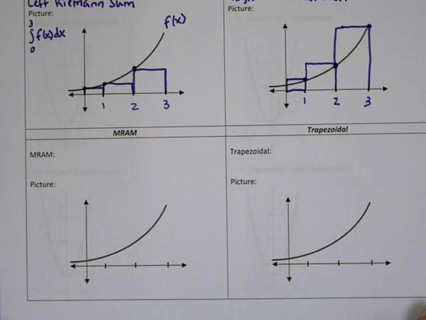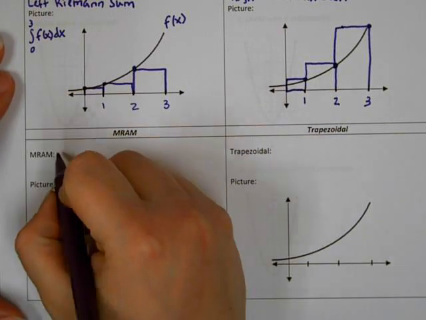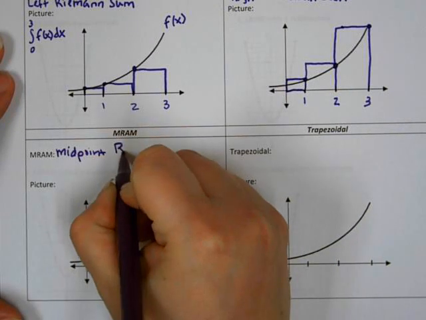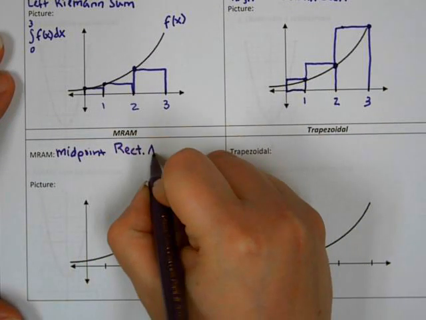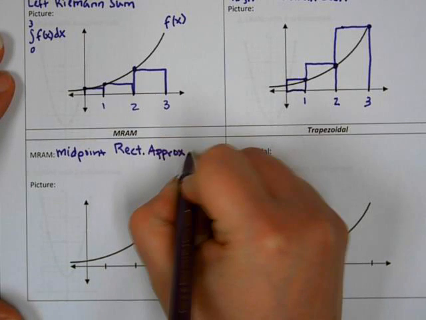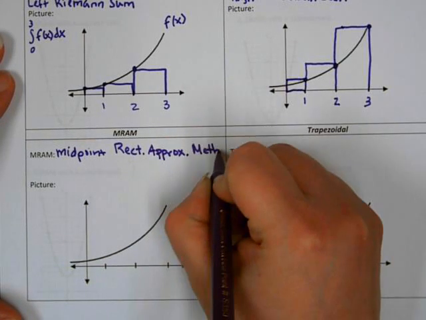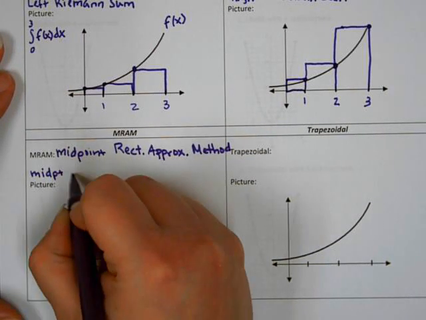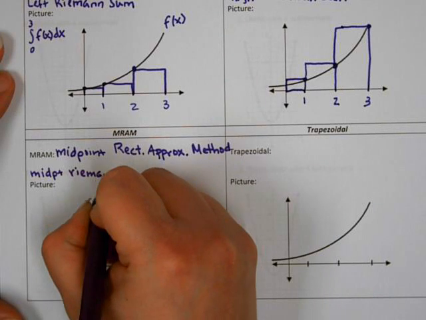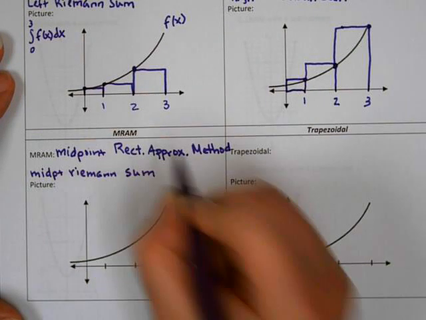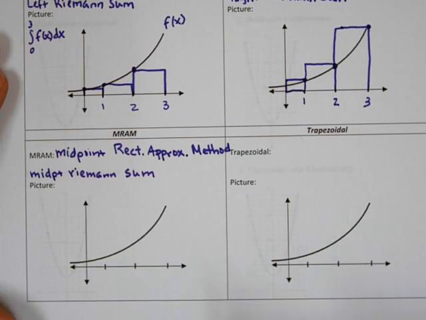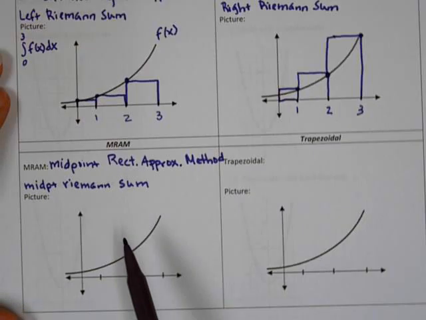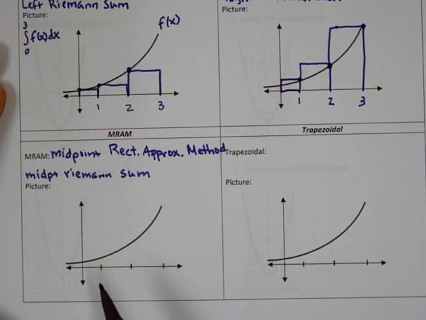Moving on, we're going to talk about MRAM, which is the midpoint rectangular approximation method, or the midpoint Riemann sum. All right, so for this one, instead of using either the left endpoints or the right endpoints, we're actually going to find the midpoint, and that's what's going to give us the height of our rectangles.